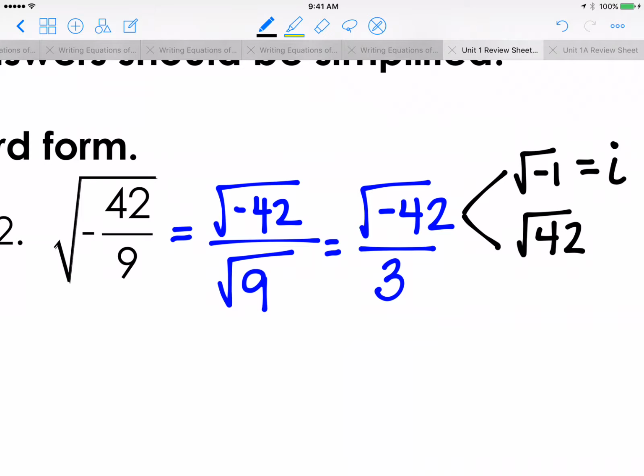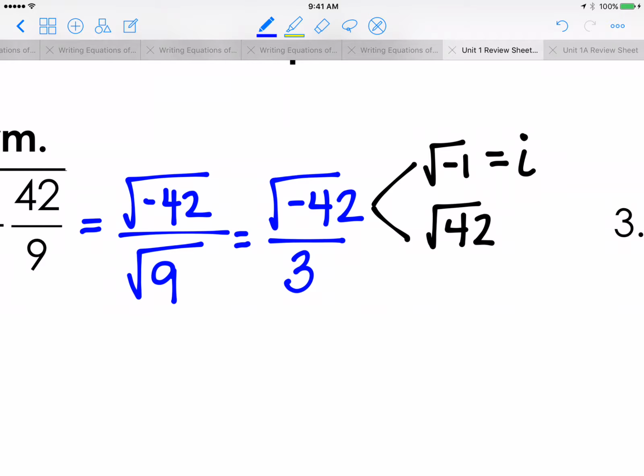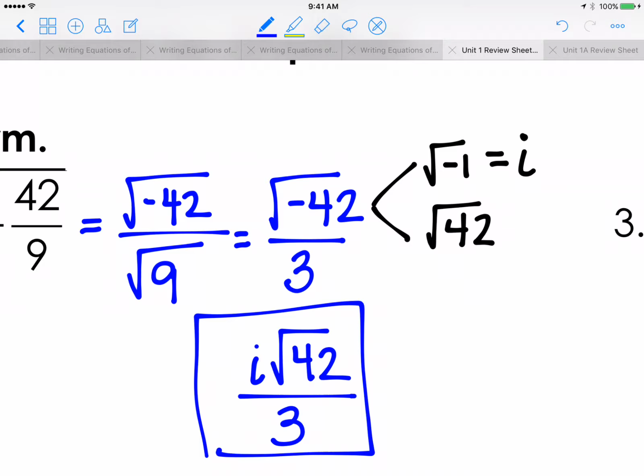So that doesn't work. So then our answer, let me get my blue back again, is i square root of 42 all over 3. And then we're done.